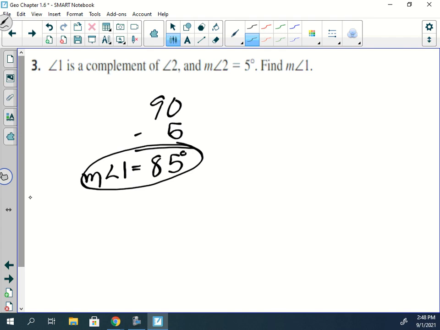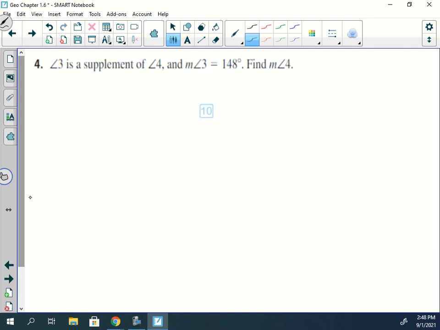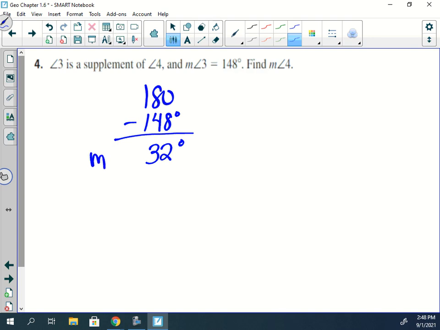Any questions on this here? All right, we got one more of these. They tell us that these two angles are supplementary, so they add together to be 180. We're told one of them is 148, so we can take 180 and subtract that from it. So the measure of angle 4 is 32 degrees. And that's it. Questions on this here?